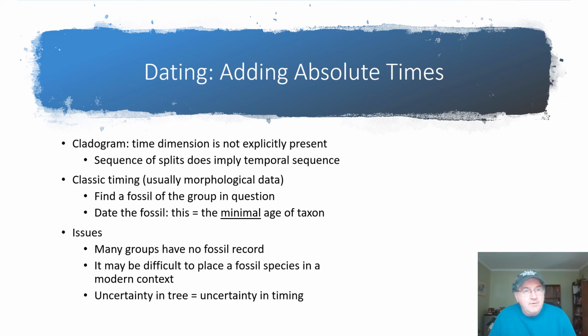Secondly, even if you have a fossil, it may be difficult to know where on your phylogenetic tree that you developed on the basis of the study of modern extant organisms, where that fossil really should fit. And so placing fossils can be an issue. And then finally, we saw in our molecular tree that there can be uncertainty in the topology of the tree. And if you're basing your timing of clades on putting fossils within that tree, then the uncertainty in the tree is going to translate into uncertainty in the ages of the taxa as well. All of which are problems with this.